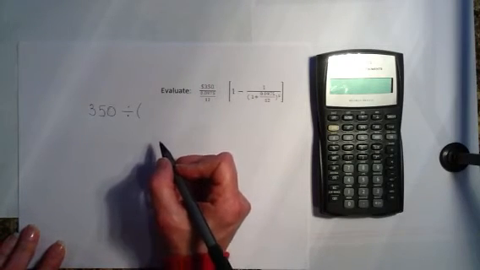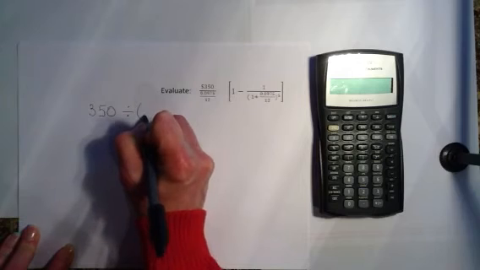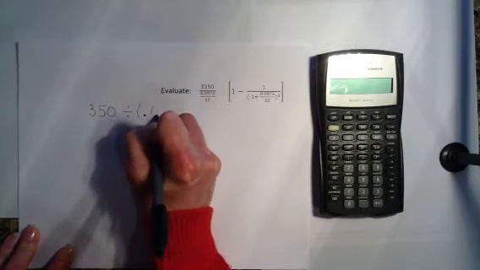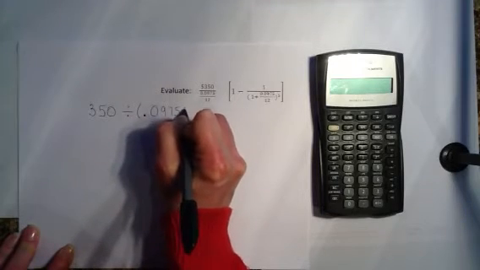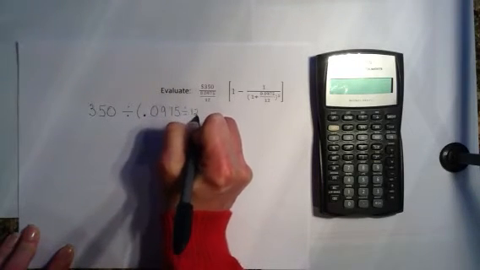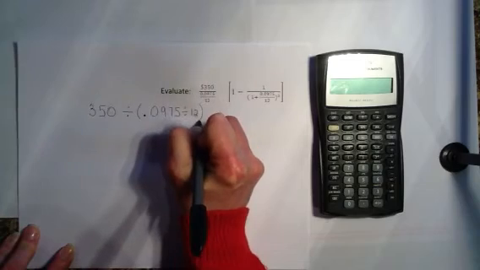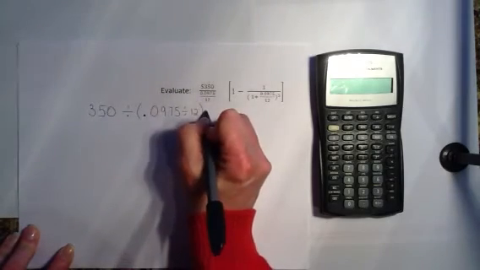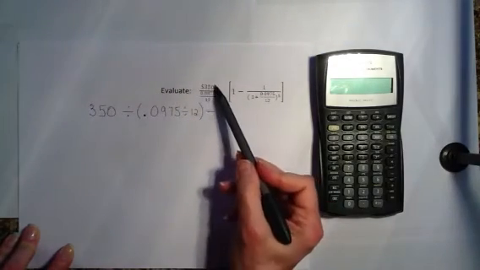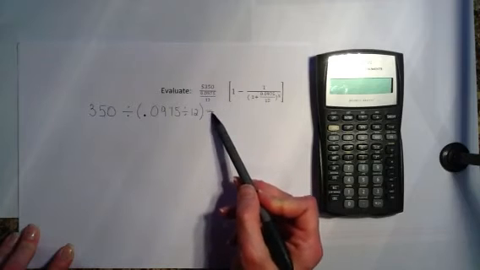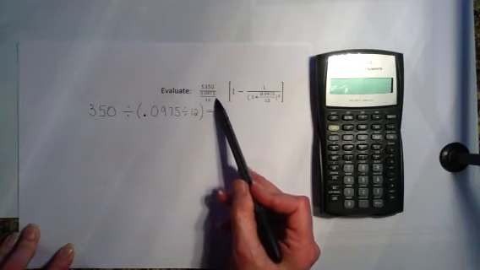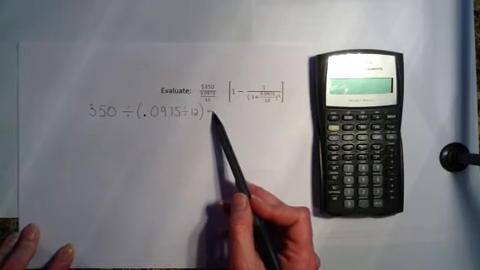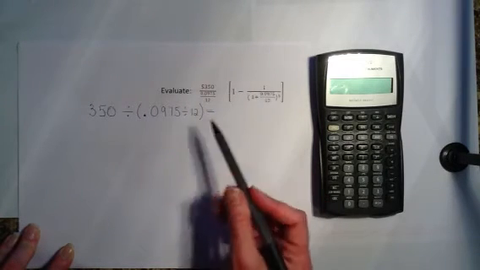So we're going to tell the calculator to divide by 0.0975 divided by 12. And then we're going to close that bracket. And so that the calculator calculates 350 divided by this number, we're going to put the equal sign in. Now this expression here, once we get it into the calculator, we're going to multiply it by this bracket.